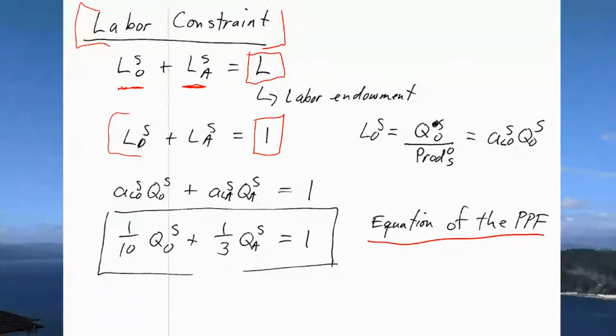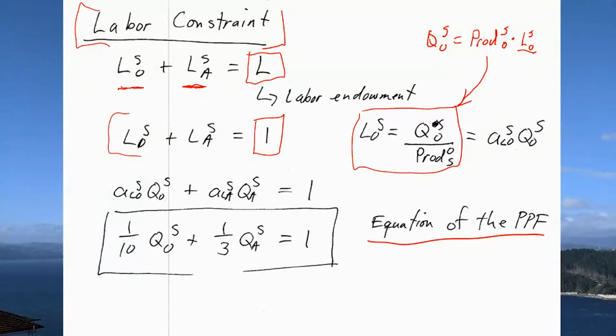And the way we're going to do that is we're going to use the production functions from above. Remember that QOS is equal to the productivity of Smith in oranges times the amount of labor that Smith devotes to orange production. Okay, and we can rewrite this in the following way. Just move the productivity term over to the left-hand side like this, and we're going to have labor is equal to QOS divided by the productivity of Smith, which is written here.